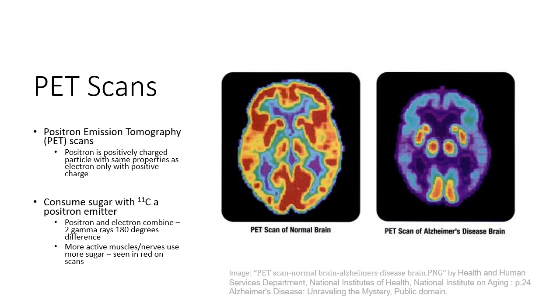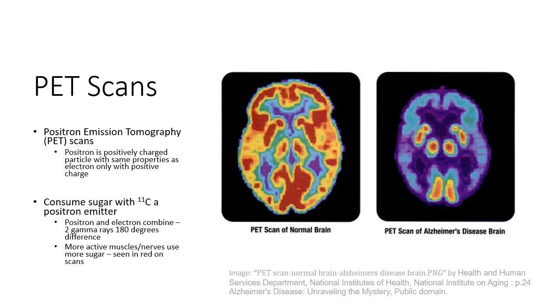PET scans, or positron emission tomography scans, are used to look at the brain. Recall that a positron is a particle with the same mass as an electron, but with a positive charge. It is a form of antimatter. Before a PET scan, a person is injected with sugar containing carbon-11, which is a positron emitter. So once a positron is emitted, it combines with electrons to make two gamma rays, which are 180 degrees apart.